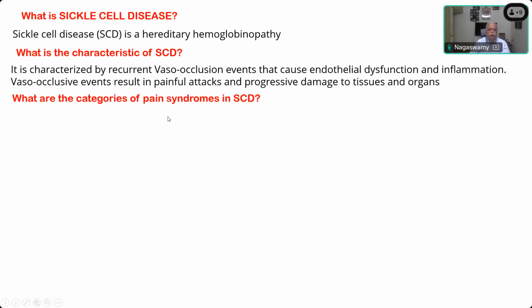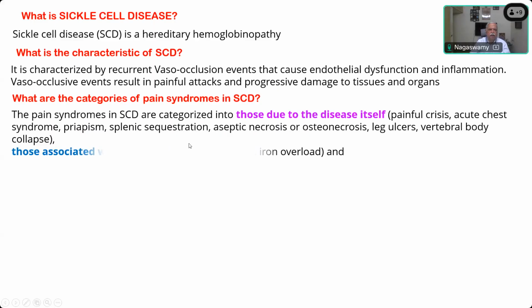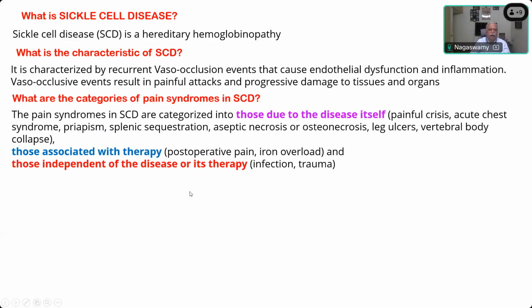What are the categories of pain syndromes in sickle cell disease? Those due to the disease itself, which are painful crisis, acute chest syndrome, priapism, splenic infarction, aseptic necrosis, leg ulcers, vertebral body collapse, or it can be associated with therapy like postoperative pain, iron overload, and those independent of the disease or therapy, like infection and trauma. So these three categories are there: caused by the disease, caused by the treatment, and independent of disease and therapy.